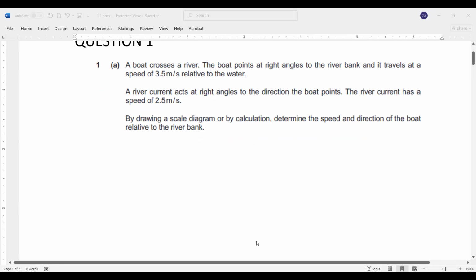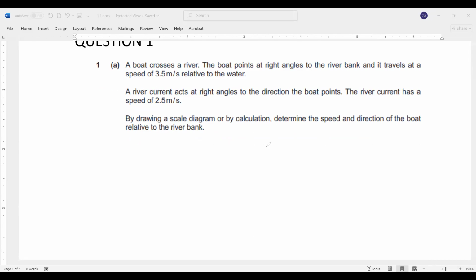So first thing, let's say you draw a rough sketch of this. Say this is a river bank.